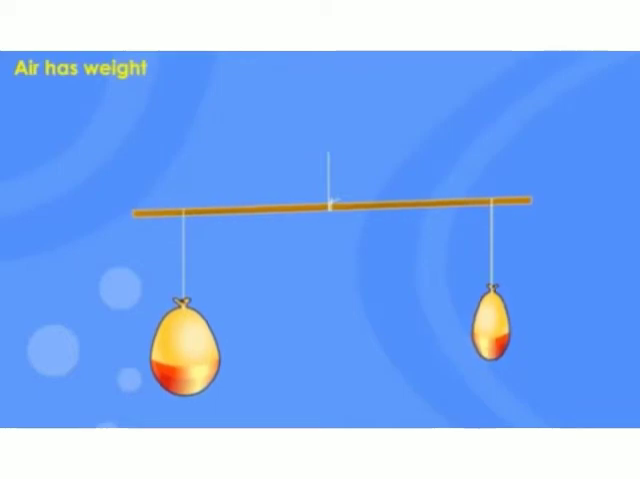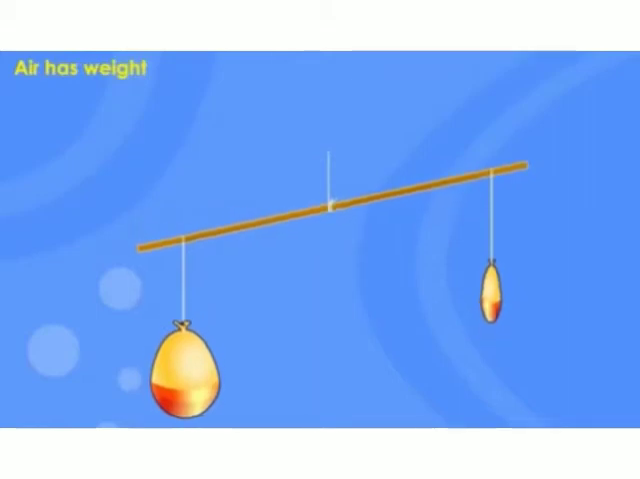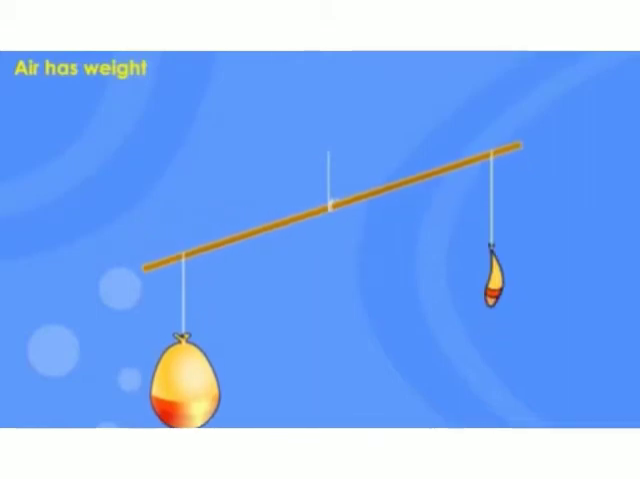When all the air has escaped from one balloon, the other balloon with air in it goes down and the stick is not balanced now. From this, we can conclude that air has weight.